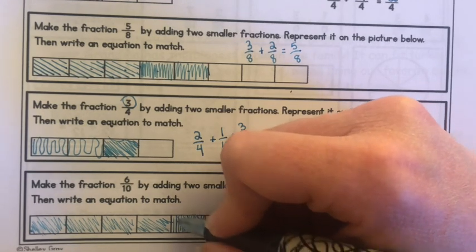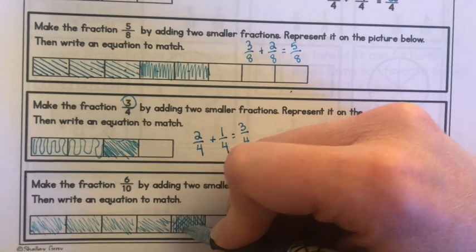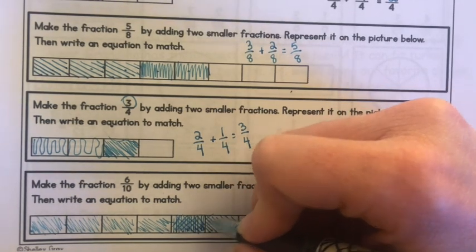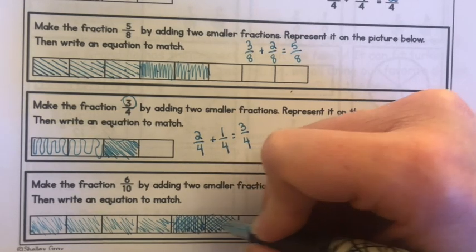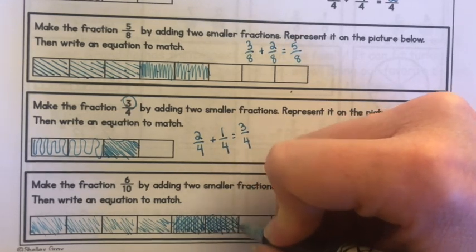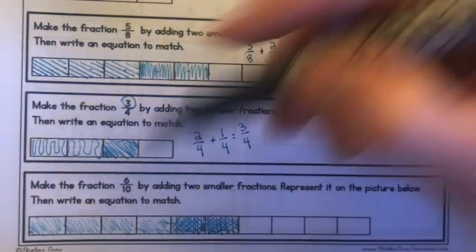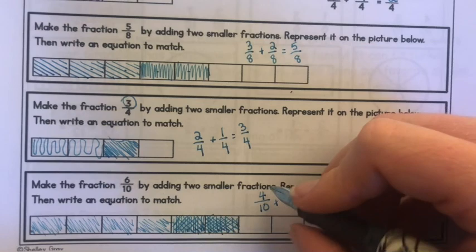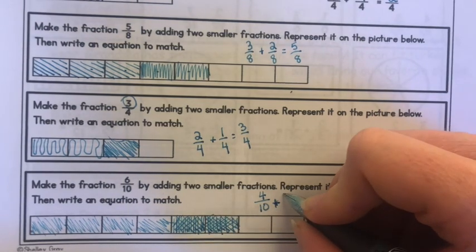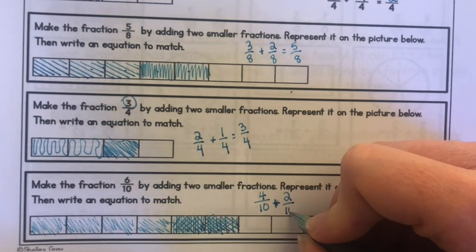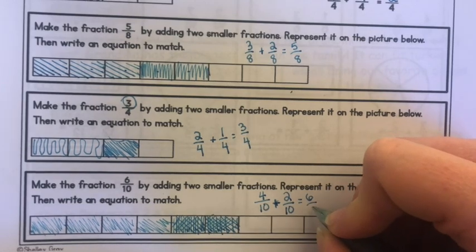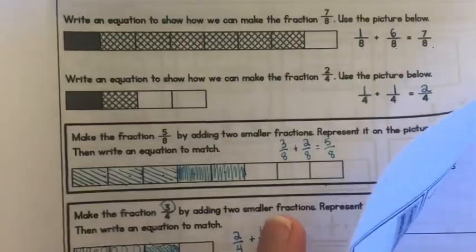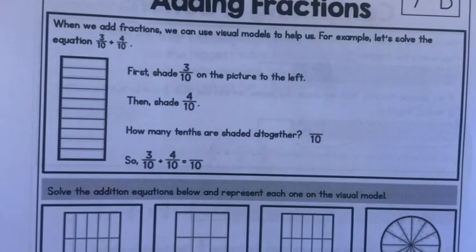a crosshatch. 1, 2. So I have 1, 2, 3, 4 tenths plus 1, 2 tenths. This looks like a multiply. It's not. And that's going to equal 6/10. Okay. Now I'm going to turn this over and go to the second page for today.